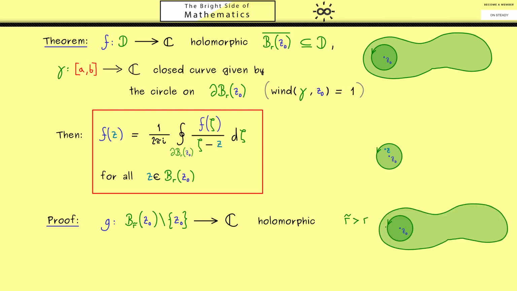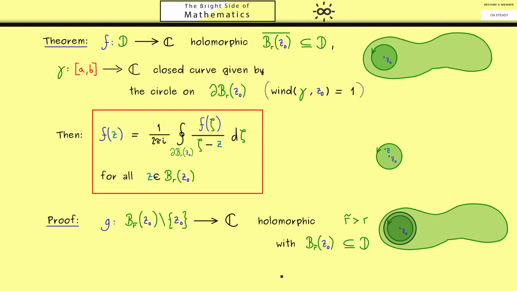And it should be chosen in such a way that the whole disk with radius r tilde still lies completely in D. Of course, this is always possible because the assumption said that the closure of the disk lies completely in D. Therefore, inside the open set D, it's possible to enlarge the disk a little bit. Okay, now the only question that remains is, what is the definition of this new function g?